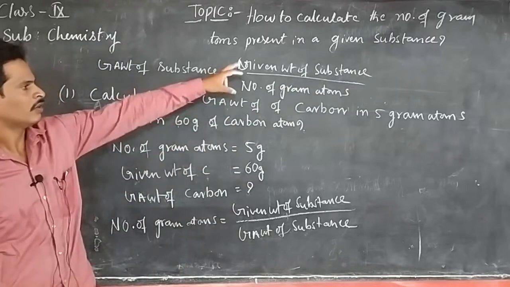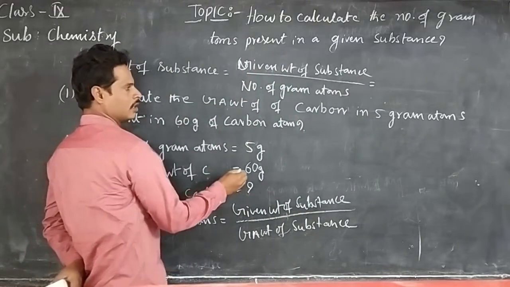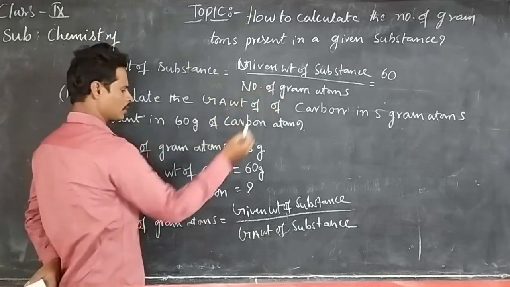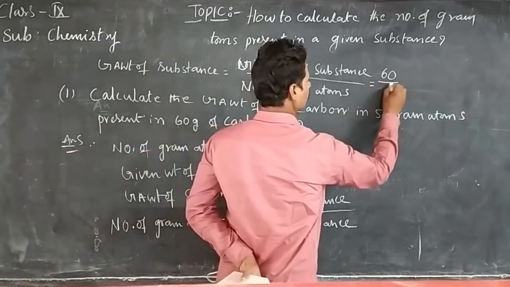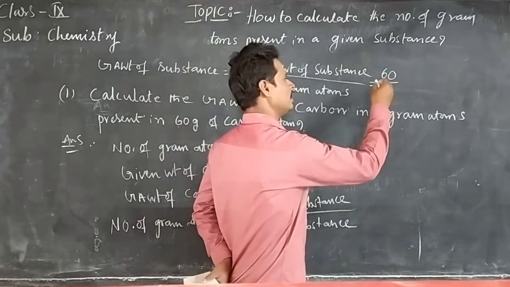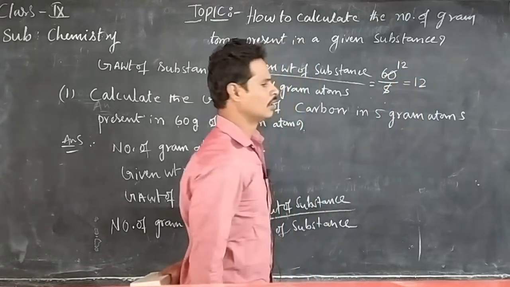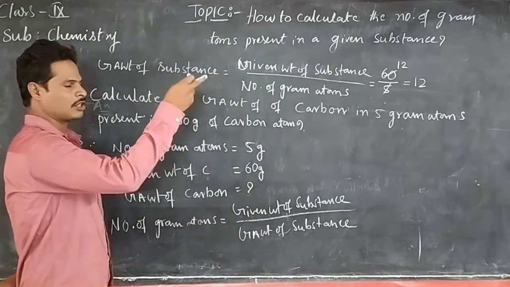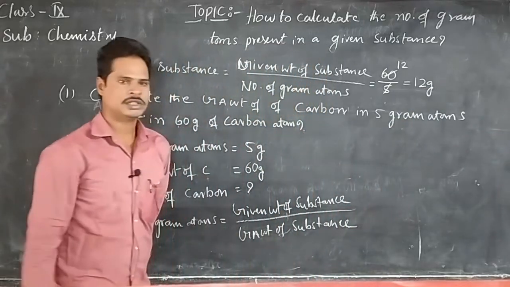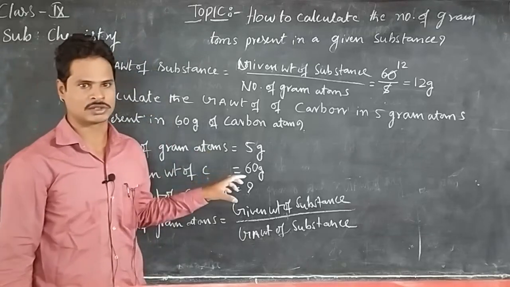Now apply these values in the formula. Given weight of substance, how much is there? 60. Next, number of gram atoms, how much? 5. What is this value? 5 twelves are 60, so 12. So gram atomic weight of substance is 12 grams. So this is how to calculate the number of gram atoms present in a given substance.